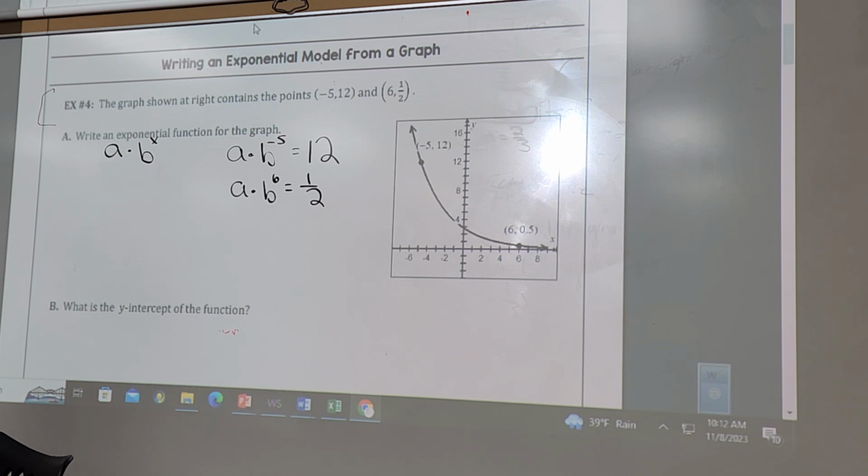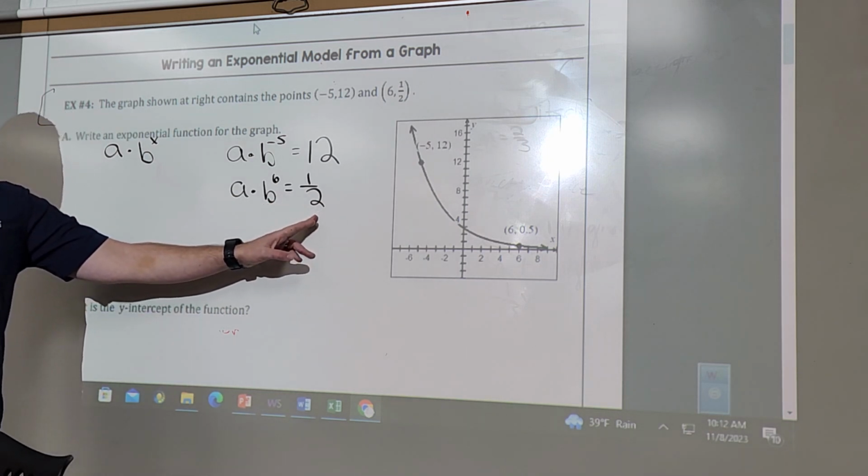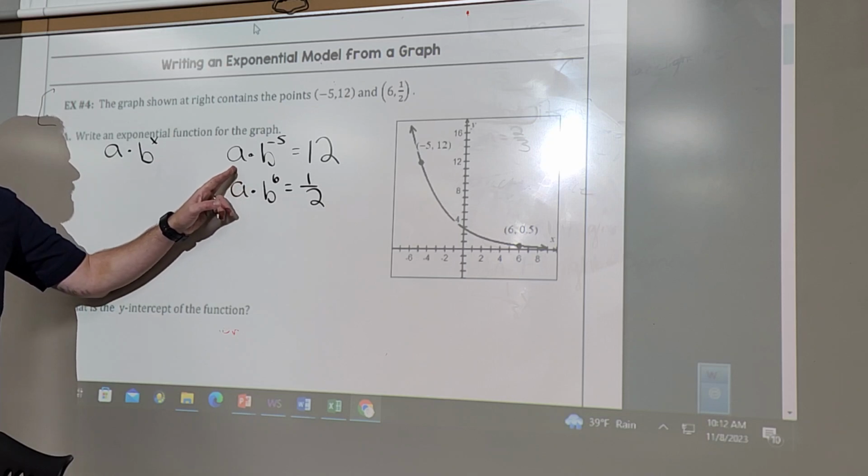How do I solve a system of equations? You make stuff equal and then you isolate it or something. Subtract. Can I show you guys something we can do? This is equal to 1/2, right? So can I divide?